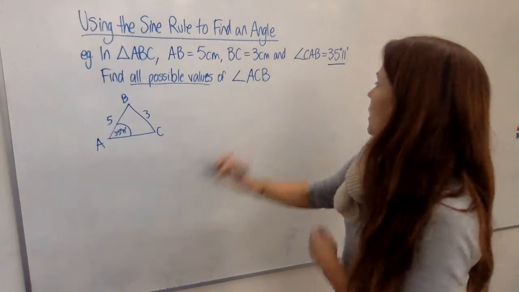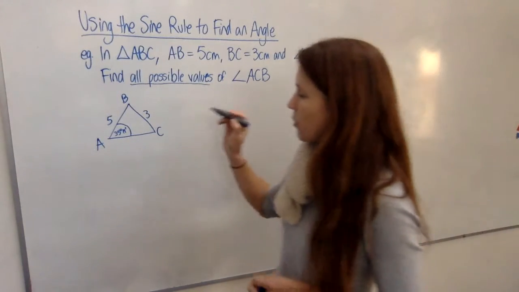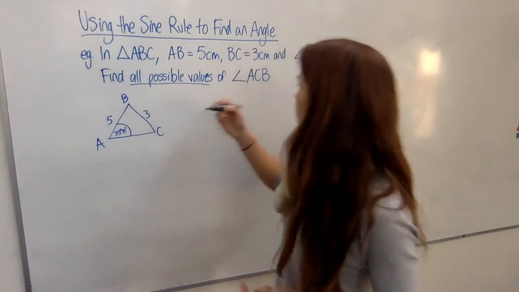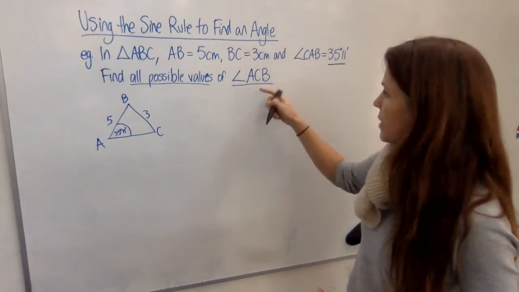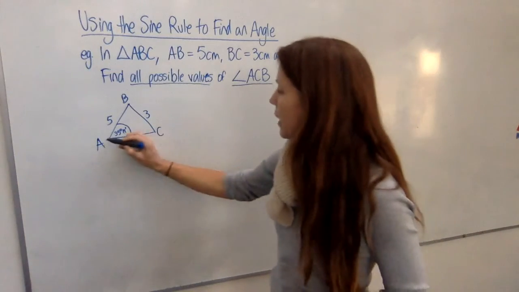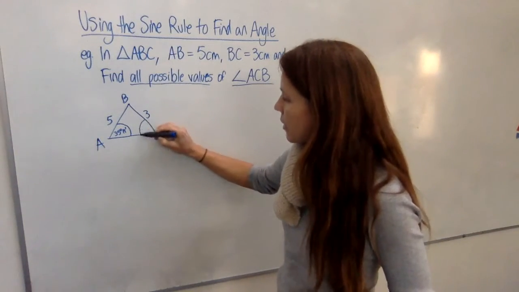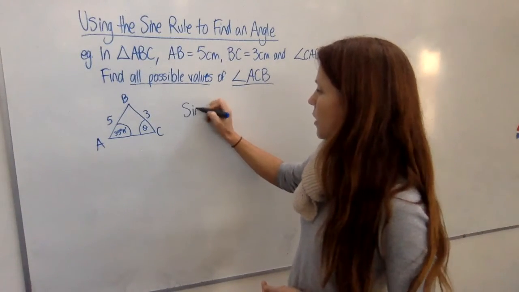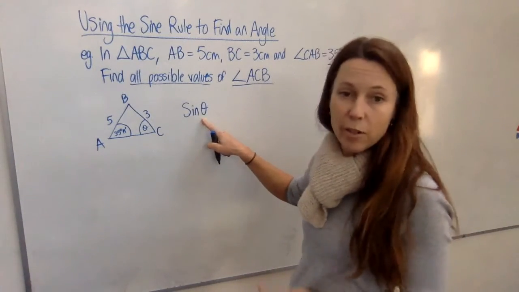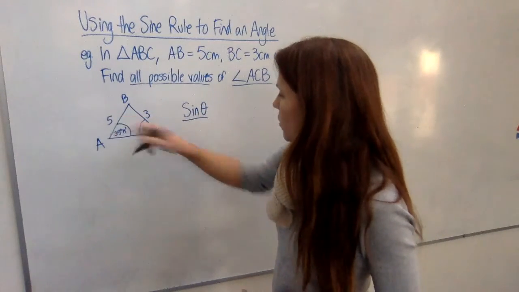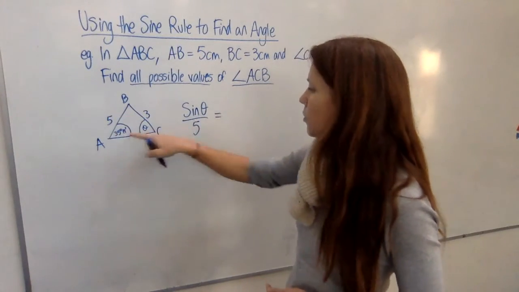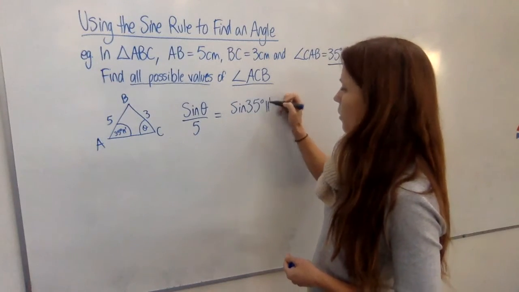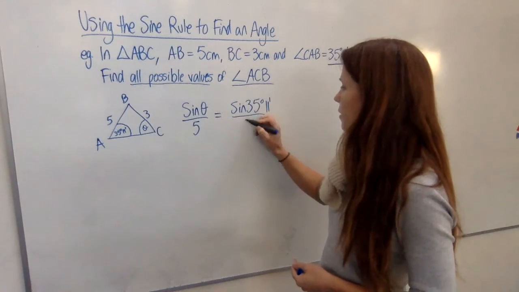All right. Now, the sine rule says that we can compare the sine of an angle with its opposite side. Now, the one that we're trying to find is ACB, so we should always put that down first. ACB, that's this angle. Let's call it theta. And let's write out our sine rule. Sine of theta, always start with the thing you don't know, over its opposite side equals sine of another angle that you know over its opposite side.